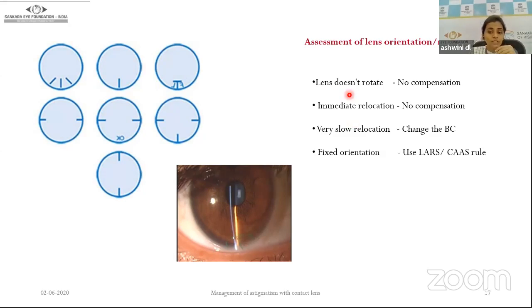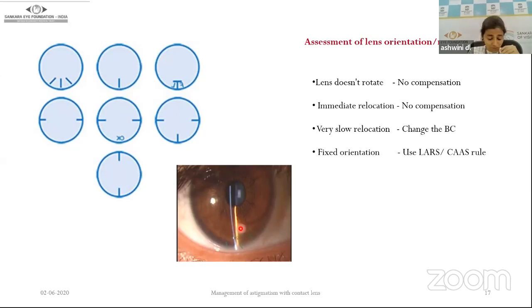Once you observe, look whether, immediately after the blink, there is any relocation of the scribe marks to the center or not. In case there is an immediate relocation, there is no need to compensate the amount of rotation in the prescription. In case after a blink it takes a little bit of time to relocate to the center, then you can make changes in the parameters of the trial lens. In case there is no rotation, when you align with the center, the scribe marks are also at the center, then there is no need to do a compensation.